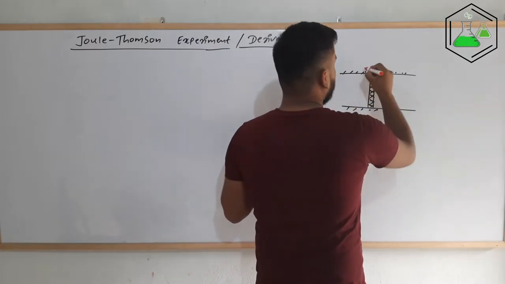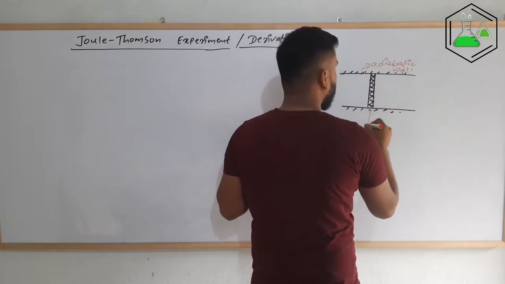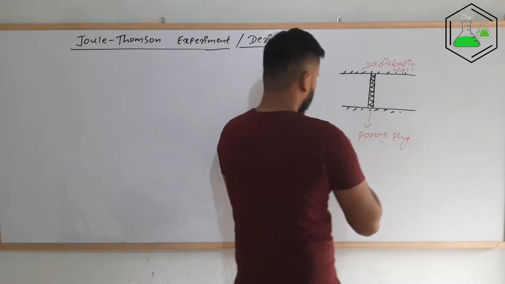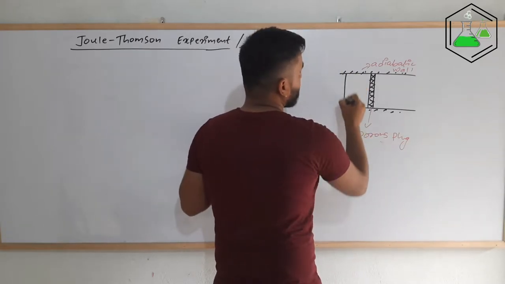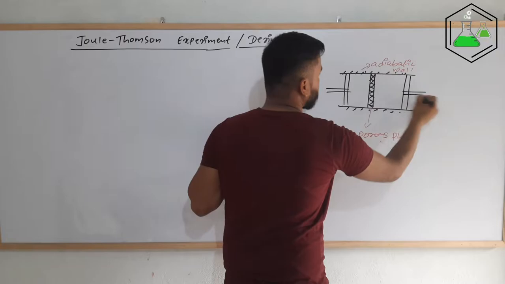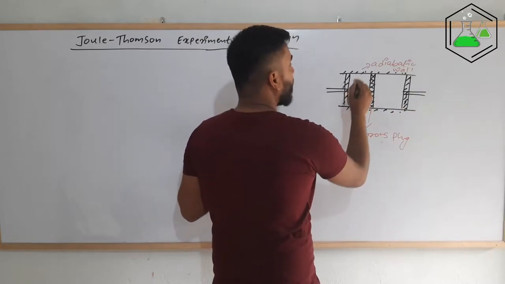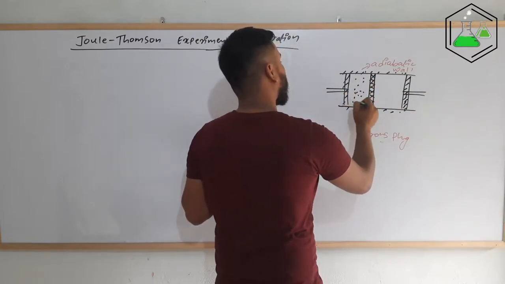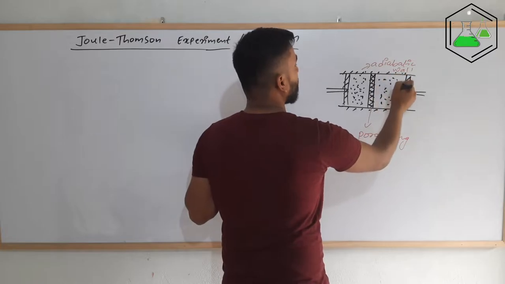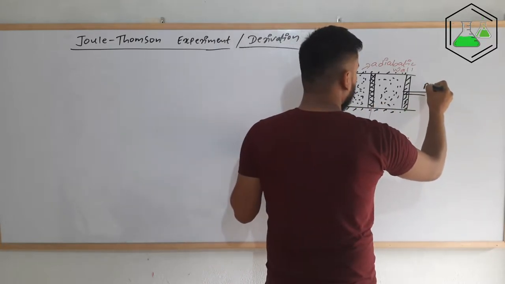So this is the adiabatic wall, and this is the porous plug. Now they put pistons, actually two pistons on two sides of the porous plug. They were weightless and frictionless pistons so that we can vary the pressure. And they put some gas over here, any real gas like nitrogen. Let us consider nitrogen gas is on two sides of the porous plug within the pistons. This piston is A, this piston is B.